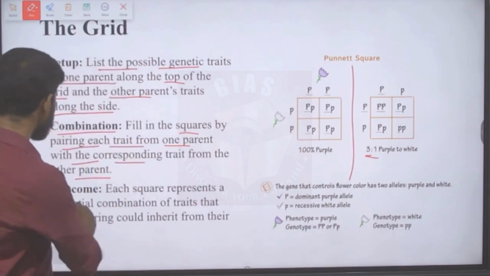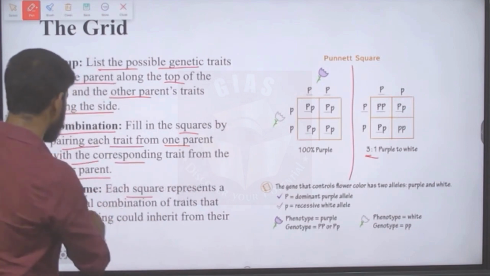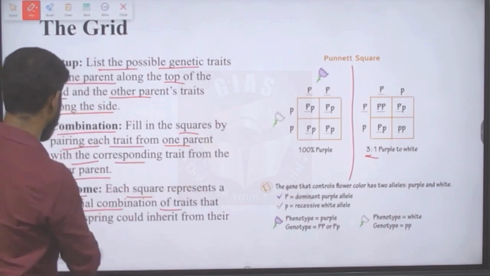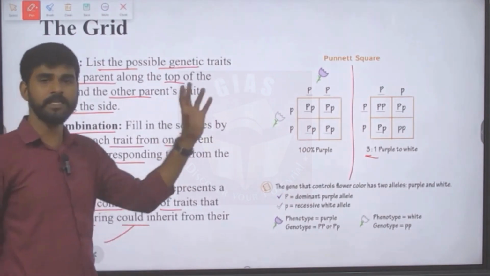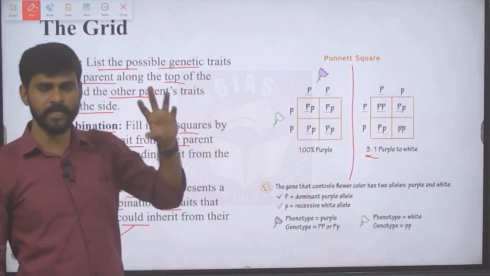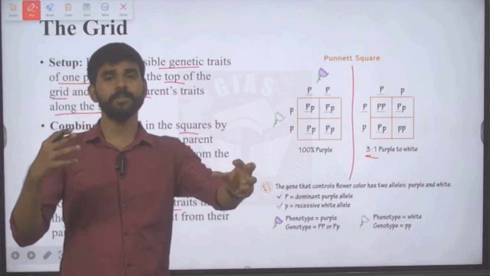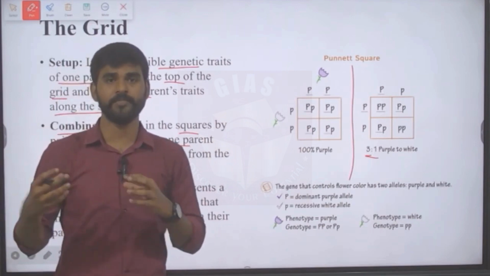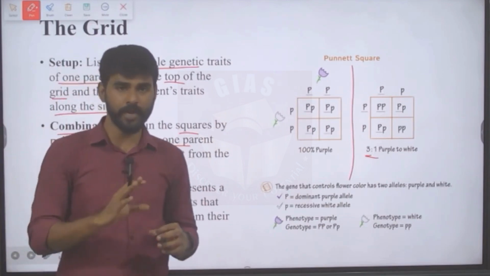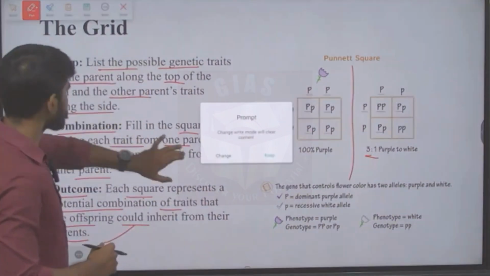Okay. Next is outcome. So each square represents a potential combination of traits that the offspring could inherit from the parents. So all these are just possibilities. So Punnett square is all about possibilities. These are all the different possibilities that can be expressed. These are all the different traits that can be expressed. Okay, I hope it is clear.